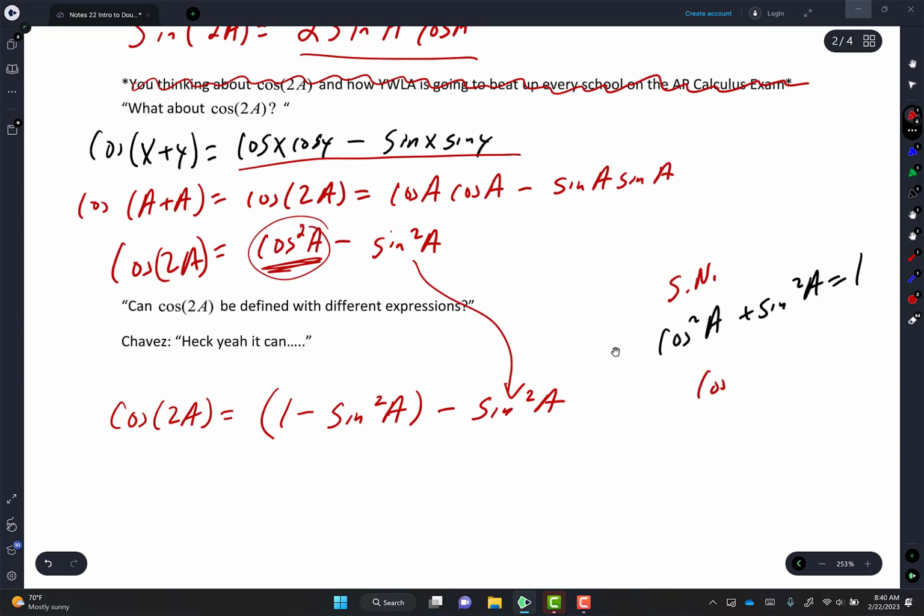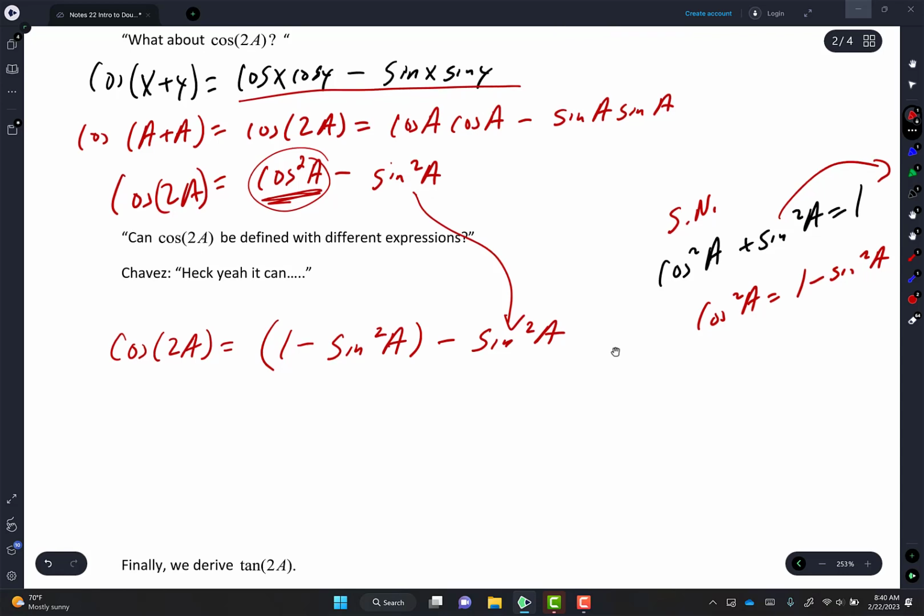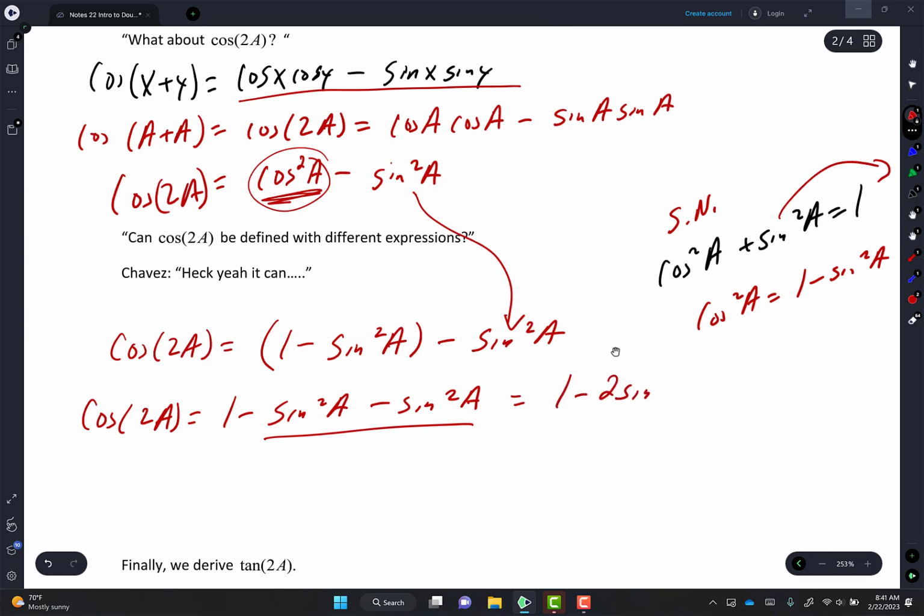In case I see some of you looking at me like you don't know what I'm talking about: if you move the sine squared to the right, cosine squared A equals 1 minus sine squared. And we've talked about that a few times. So now you can just drop the parentheses. So look, cosine 2A is equal to 1 minus sine squared A minus sine squared A. I have 2 of those. 1 minus 2 sine squared A. There's my answer. That's another formula.